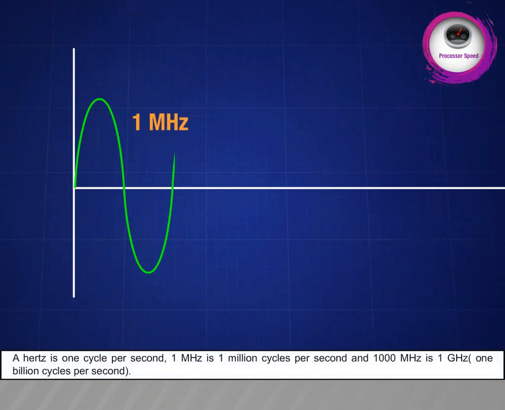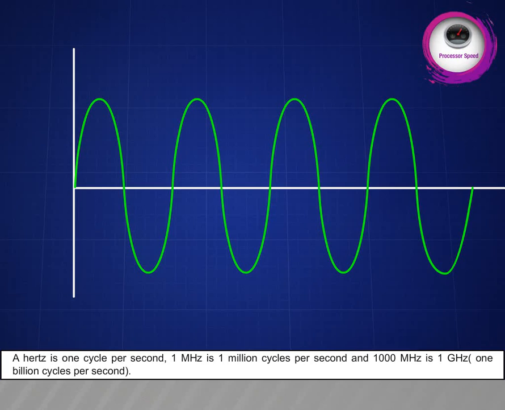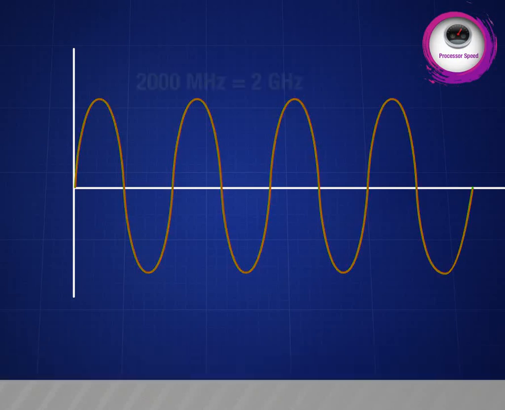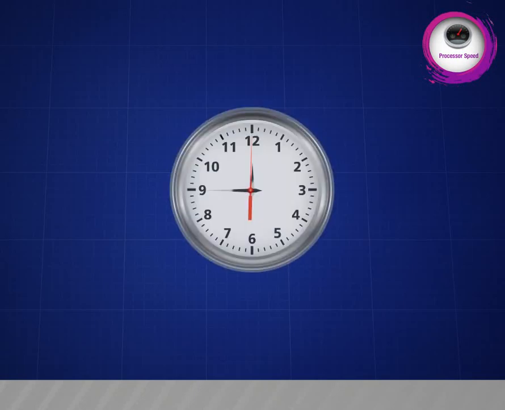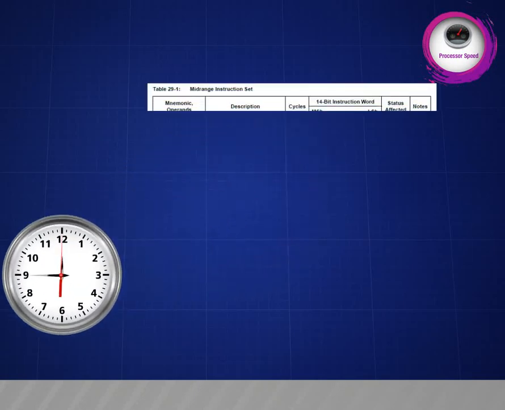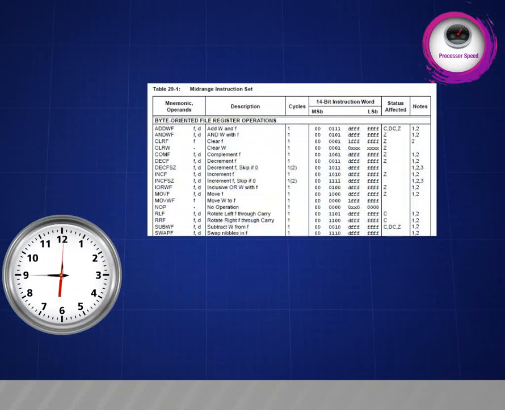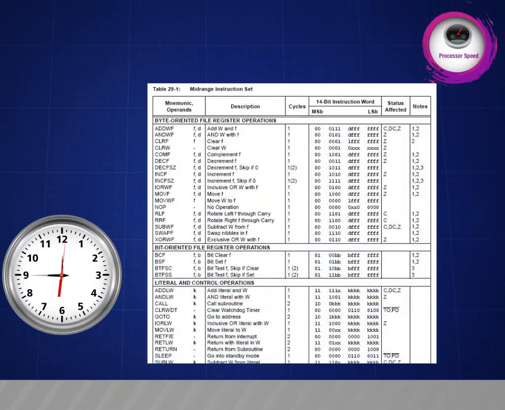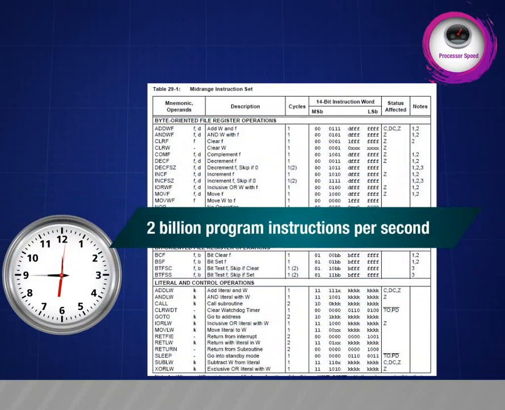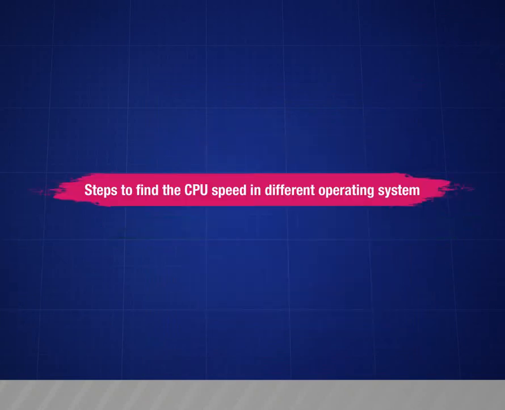A hertz is 1 cycle per second, 1 megahertz is 1 million cycles per second, and 1000 megahertz is 1 gigahertz, 1 billion cycles per second. Two billion program instructions per second. Steps to find the CPU speed in different operating systems.